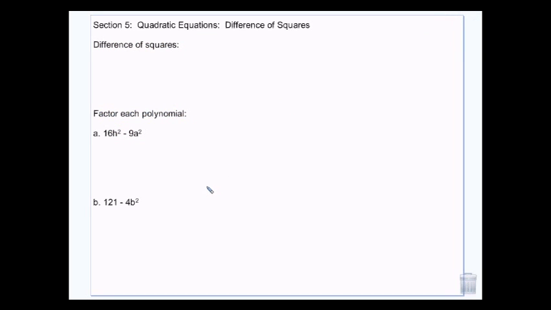Section 5 is differences of squares. These are nice. Okay? A difference of squares occurs, do you remember when we had a plus b times a minus b, and that gave us a squared minus b squared? In the review stuff on multiplying together? Well, this creates a difference of squares. You have a perfect square minus a perfect square.